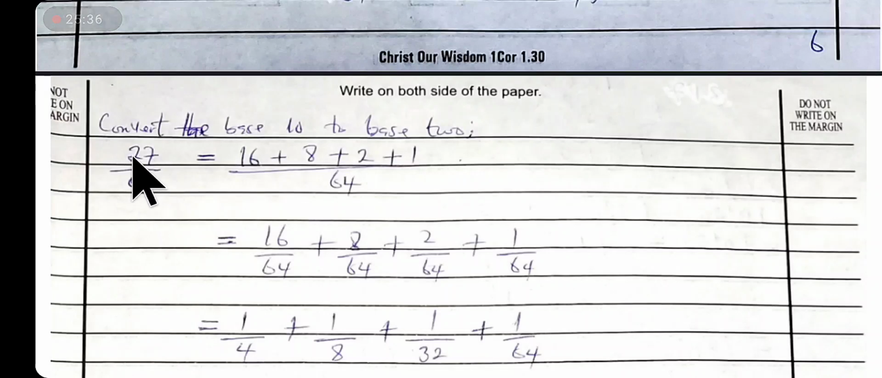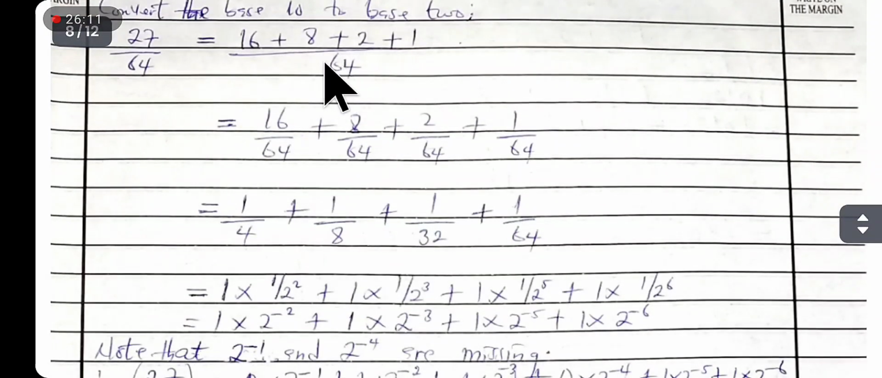27 over 64. You have to split this 27 into numbers that, if you add them together, will still give you back 27. Bear in mind that the guide is base 2. Any number you are splitting into, 2 raised to some power should be able to give you that number. So we have 16, 8, 2, and 1. 16 plus 8 plus 2 plus 1 is 27. So you have to split the denominator with them.